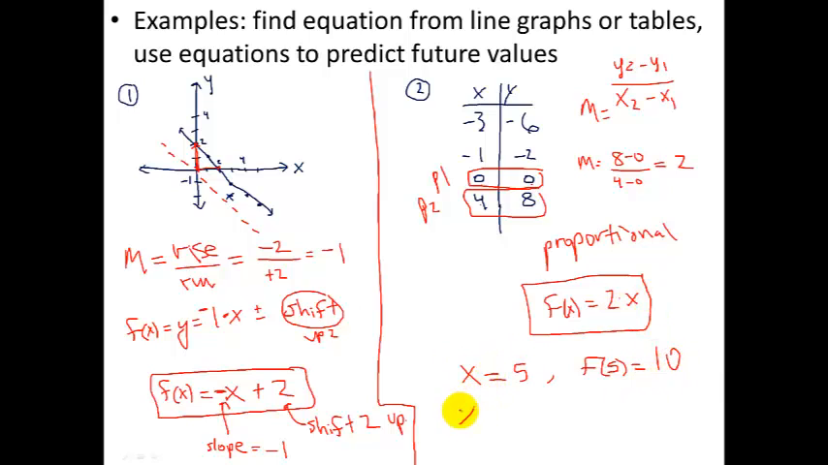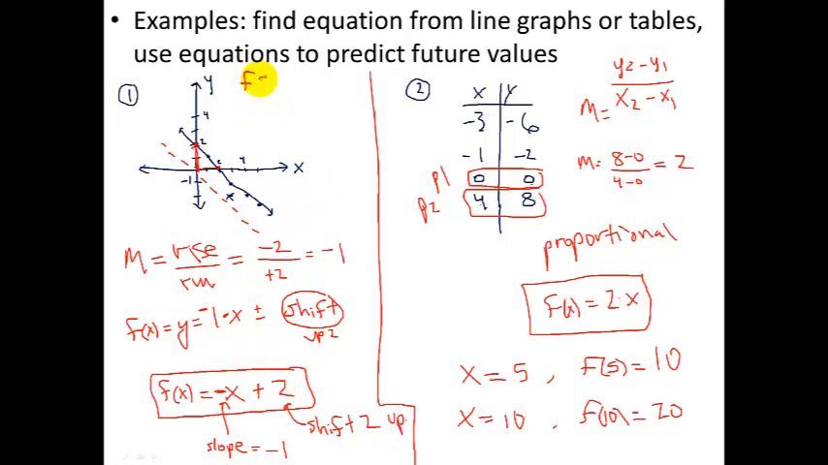If I double the input and I try x equals 10, then f of 10, I put in a 10 here, 2 times 10 is 20. So I double the input, I double the output. That's an example of direct variation, also called proportional relationships. Over here, if I double the input, I will not double the output. Let's check that real quick.